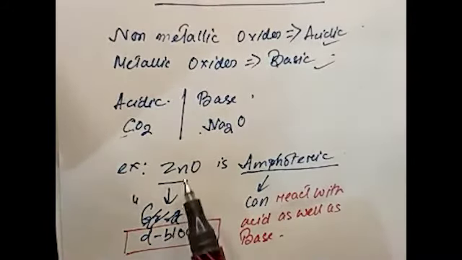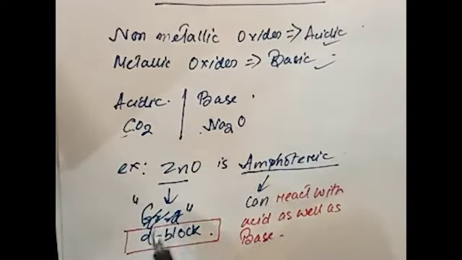So zinc oxide is there, a D block element. Zinc belongs to the D block, so it is amphoteric. That means it can react with acid as well as base. So let us see the examples.